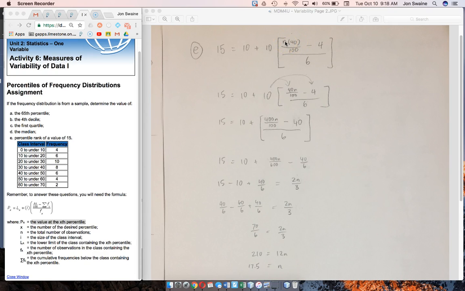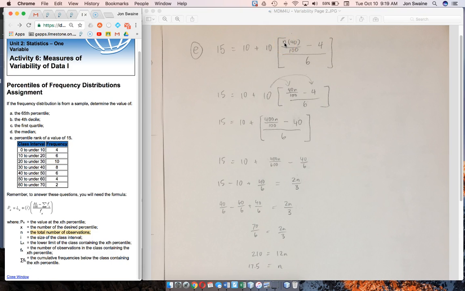So I should have been solving for x, not n, because I want to find out the number of the desired percentile. I already know the total number of observations, which is 40. Okay, so that's a small error on my part. I just left the wrong variable. But it's not going to affect my solution because these are multiplied by each other. So this should have been an x, my bad.